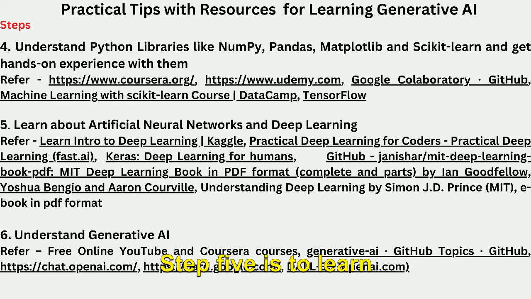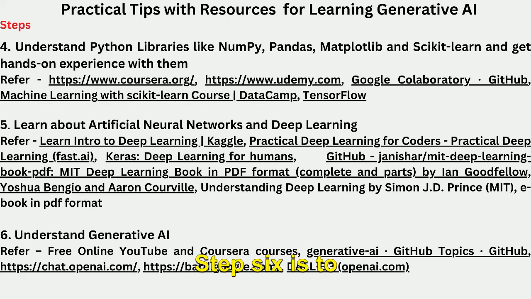Now, step 5 is to learn about artificial neural networks and deep learning. This is an important step. Deep learning, which is based on artificial neural networks, ANN, is the backbone of generative AI. Understand the architecture and algorithms of a few important ANNs like multi-layer perceptrons, MLP, convolutional neural networks, CNNs, and Generative Adversarial Networks, GAN. Also, understand the difference between ANN and deep learning with applications. Explore the associated Python libraries and implement them through small projects with the help of the referred websites.